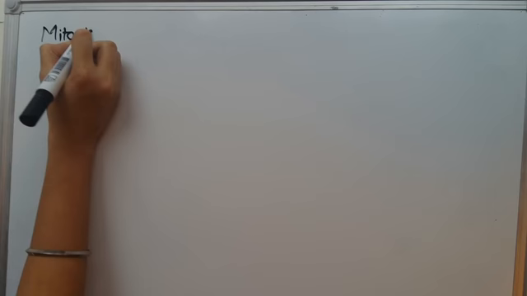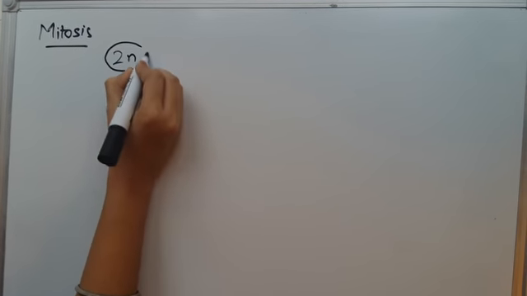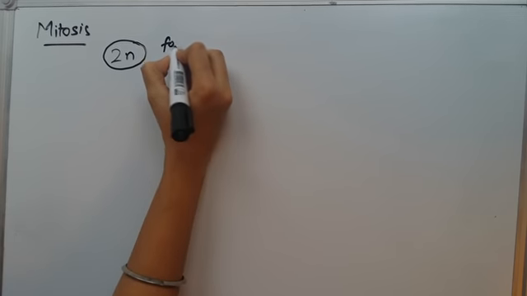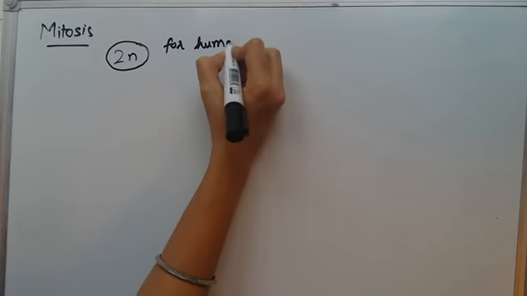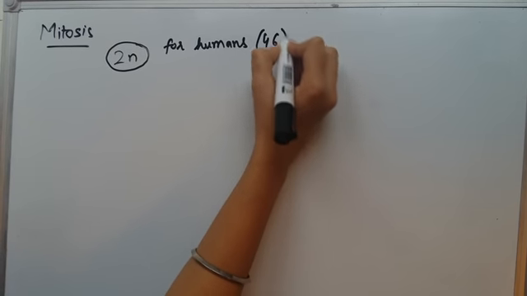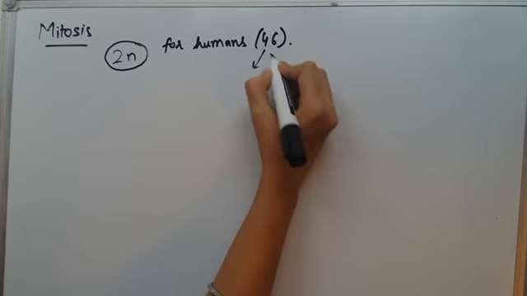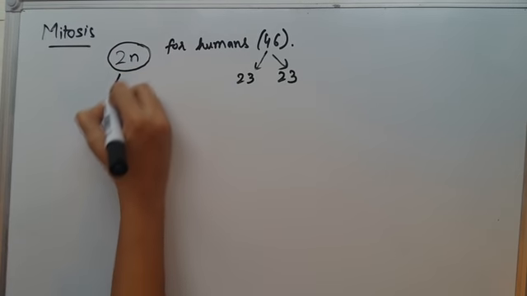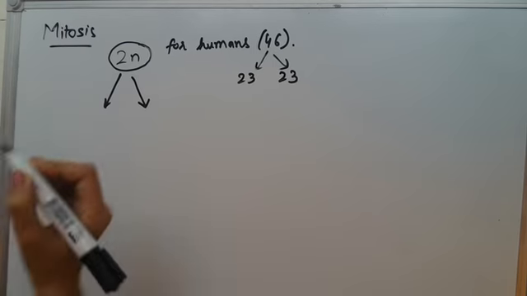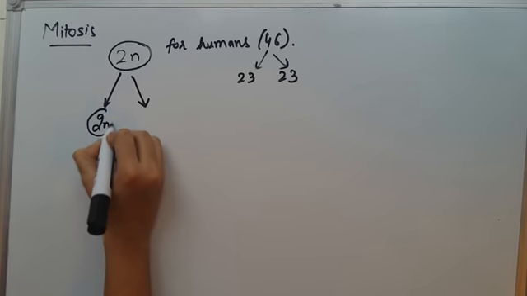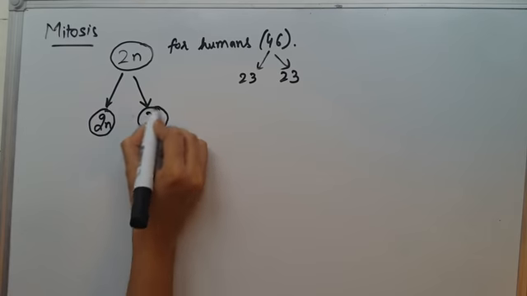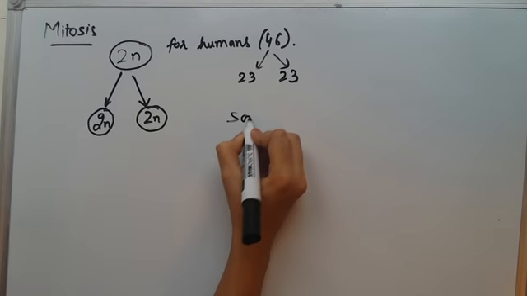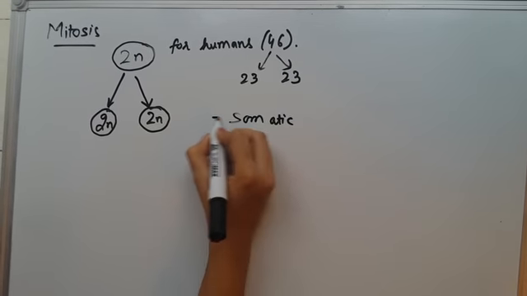So in mitosis, it starts with cells which have a diploid number of chromosomes, and for humans it is 46 in number: 23 from father and 23 from mother. The result will be two daughter cells with the same number of chromosomes, and it is in somatic cells.